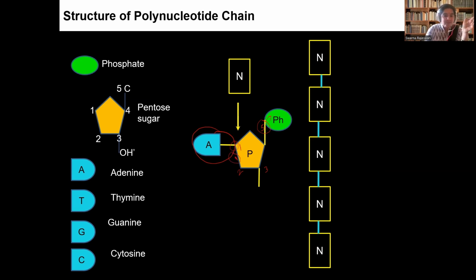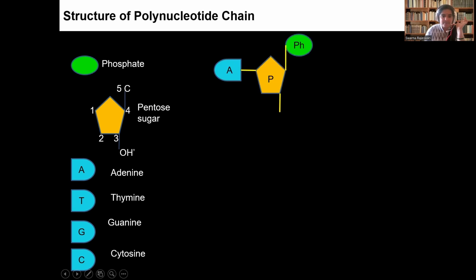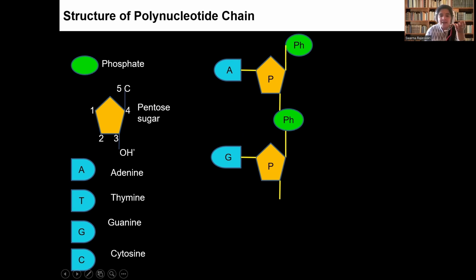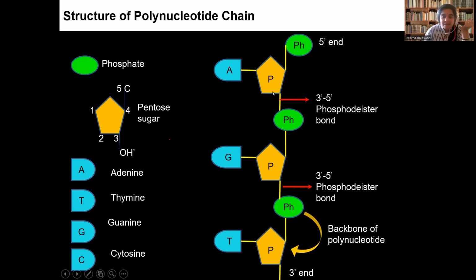So we have seen that a nitrogen base is linked to the first carbon by glycosidic linkage, whereas the phosphate molecule is linked to the 5th carbon by phosphodiester linkage. So this is the structure of a nucleotide. And here you can see the phosphate of one nucleotide is linked to the other. So how are they linked? By the 3,5 phosphodiester bond.